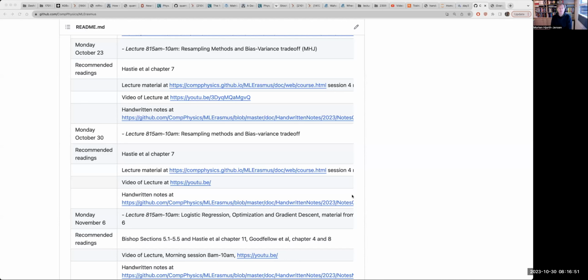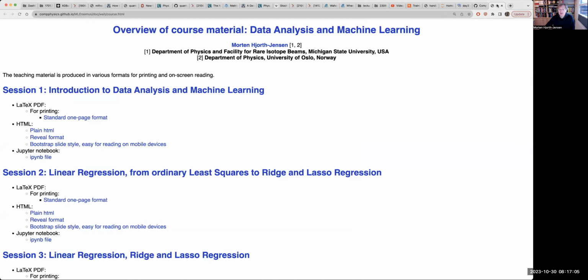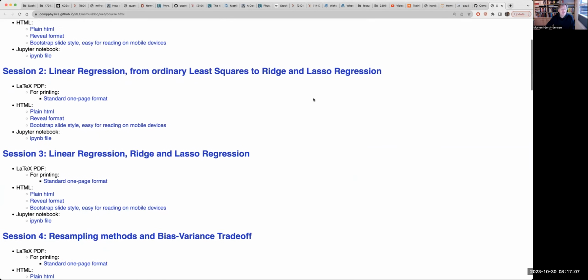So today we will try to wrap up what we have denoted as resampling methods and the bias-variance trade-off. And if you go into the weekly material which we have and take a look at it, we have mainly been dealing with this session 4 topic, resampling methods and the bias-variance trade-off.